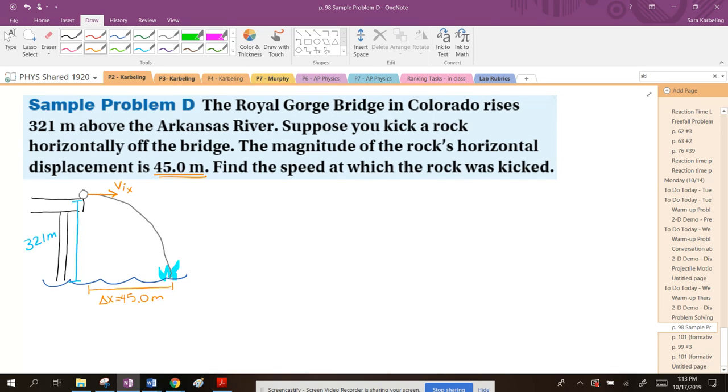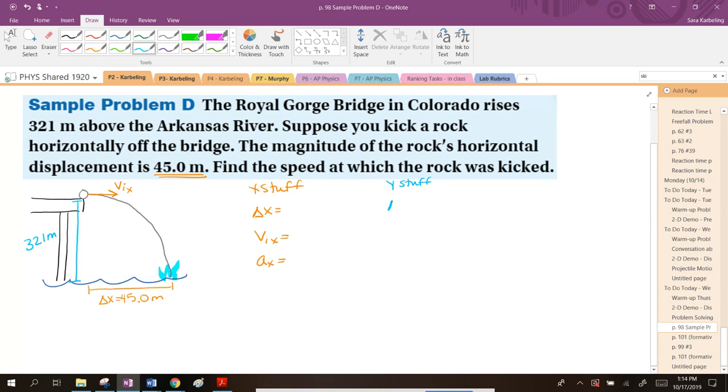Then I'm going to use that givens chart that I showed you yesterday. So we're going to have the x stuff here: delta x, initial velocity in the x, and acceleration in the x direction. Then I'm going to do my y stuff as well: delta y, initial velocity in the y direction, and acceleration in the y direction. I'm going to fill in as much of that as I can, and remember that time is the thing that ties it all together.